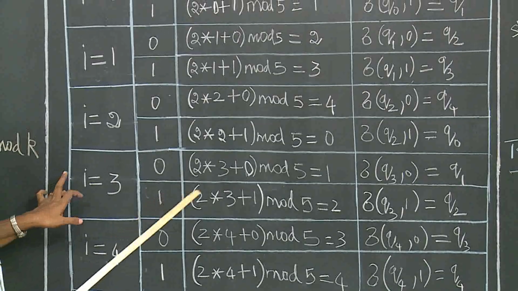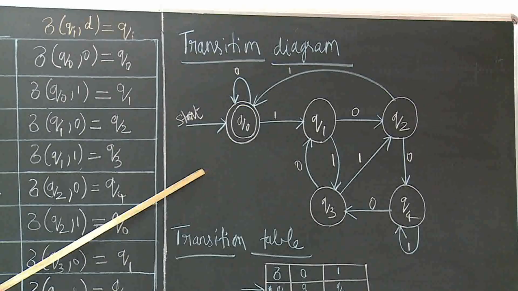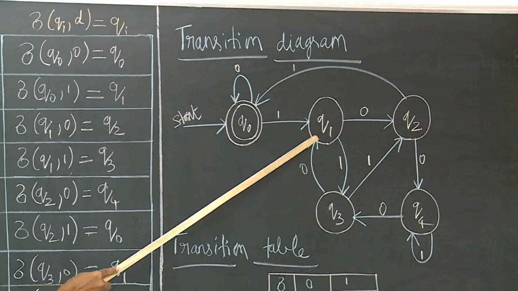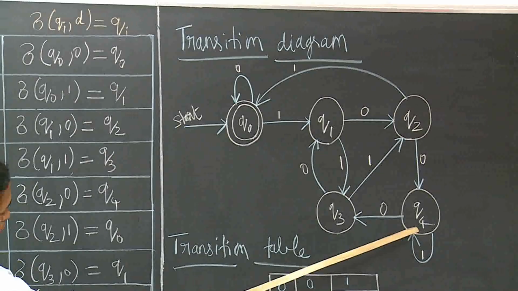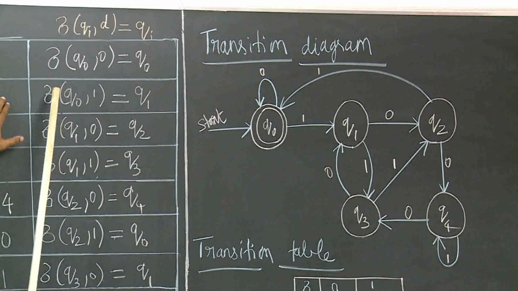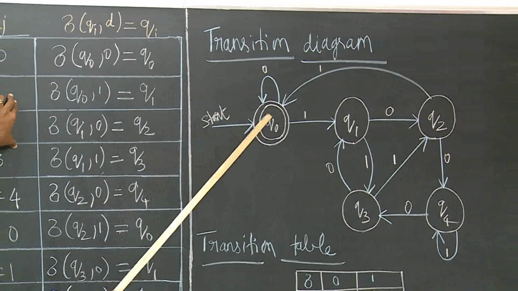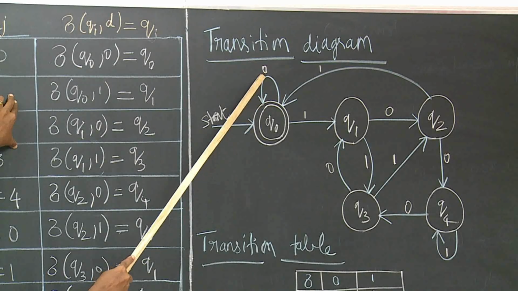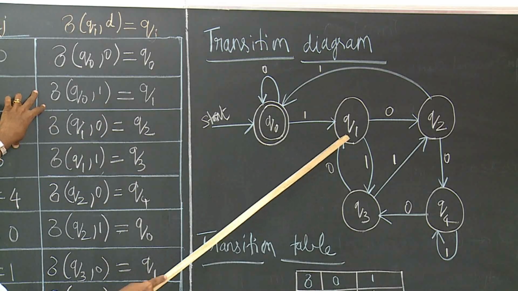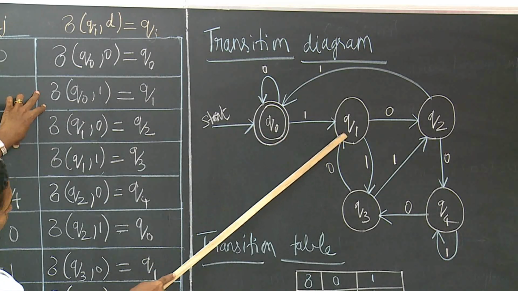For this table, we are going to have the transition diagram and transition table. We know that we have 5 states: Q0, Q1, Q2, Q3, Q4. Now, based on these transitions, we can construct the arcs. In the first case, after accepting the input symbol 0, it remains in the state Q0, so we put a self-loop with input symbol 0. In the next case, by accepting 1, it moves from the state Q0 to Q1. See here, by accepting the input symbol 1, it is moving from Q0 to Q1.